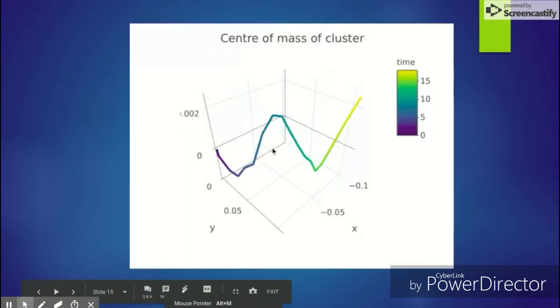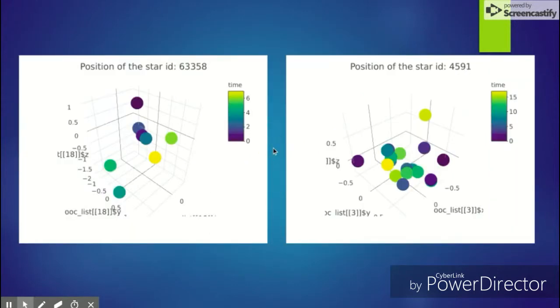Hello, I am Nilesh. Here is a graph of the center of mass of the cluster with respect to time. As you can see, it starts with 0 and it varies with respect to time, which means that the stars are not stable.